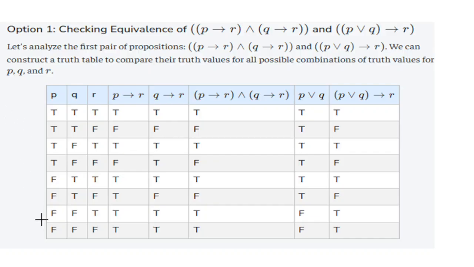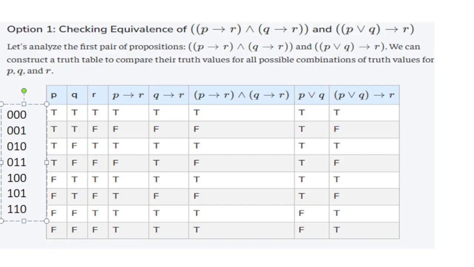See here, these values are based on 0 0 0, 0 0 1, 0 1 0, 0 1 1, 1 0 0, 1 0 1, 1 1 0, 1 1 1. These are the values we will get based on the truth values. So the first row is all zero, that is, all variables are false.